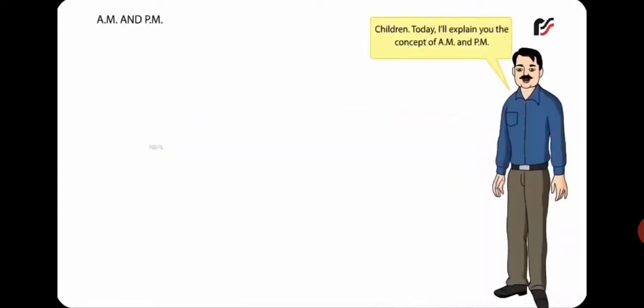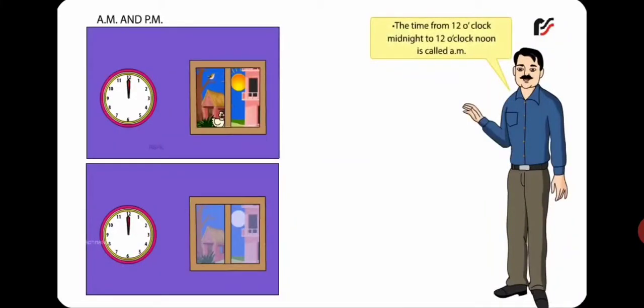Children, today I will explain you the concept of AM and PM. AM stands for before noon or ante-meridium. PM stands for afternoon or post-meridium. The time from 12 o'clock midnight to 12 o'clock noon is called AM. The time from 12 o'clock noon to 12 o'clock midnight is called PM.